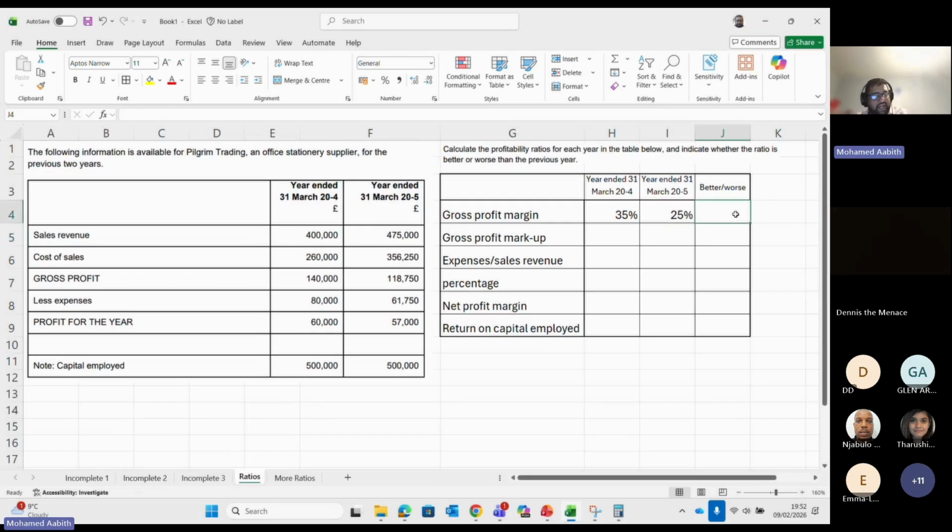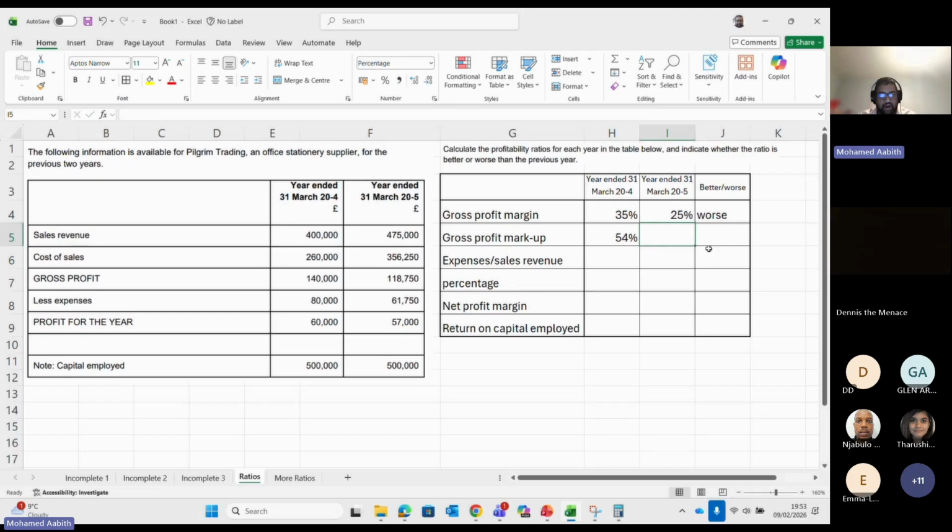So is it better or worse? If you notice, from the previous year to this year, it got worse. Now the next one, gross profit markup. If I'm going to look at the markup, I have to consider the cost of sales as my 100%, and this is going to be my addition on top of that. So let's say here, how I'm going to do it: 140,000 divided by 260,000. I have a 54% gross profit markup.